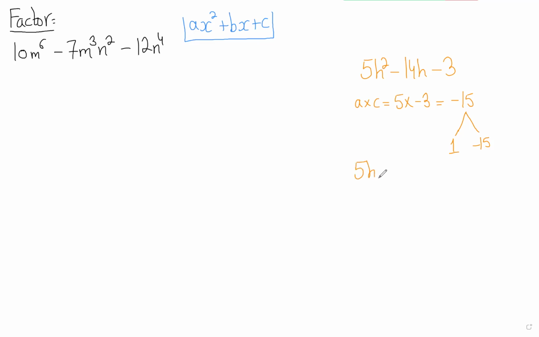Okay, perfect. So now let's replace the b value with these two factors that we found. So we have 5h squared minus 15h plus 1h minus 3. And again, notice that we have not changed anything here, because negative 15h plus 1h is the same thing as negative 14h. It's just a different way of writing what we initially had, and this is going to be useful for us when factoring this.